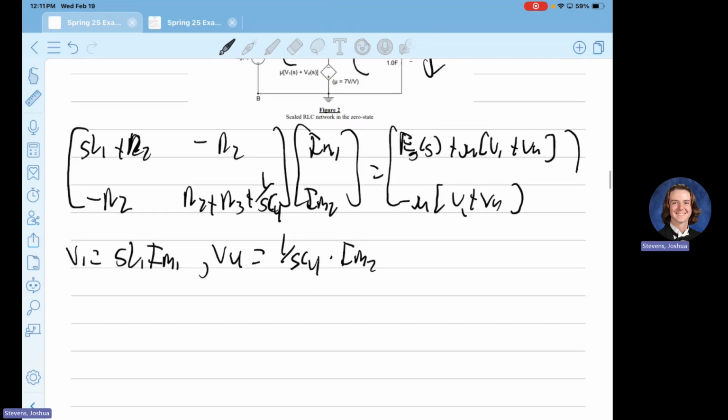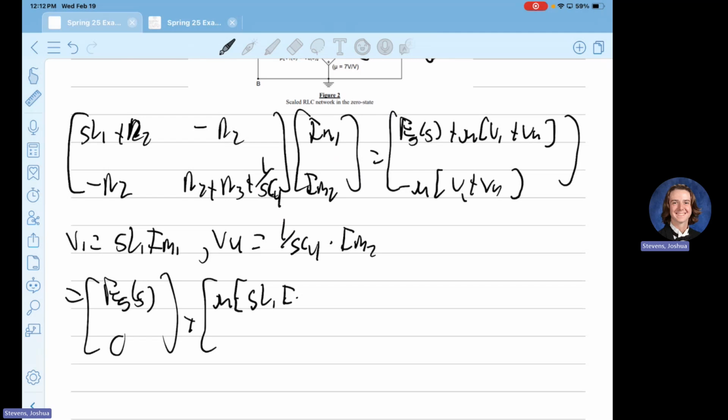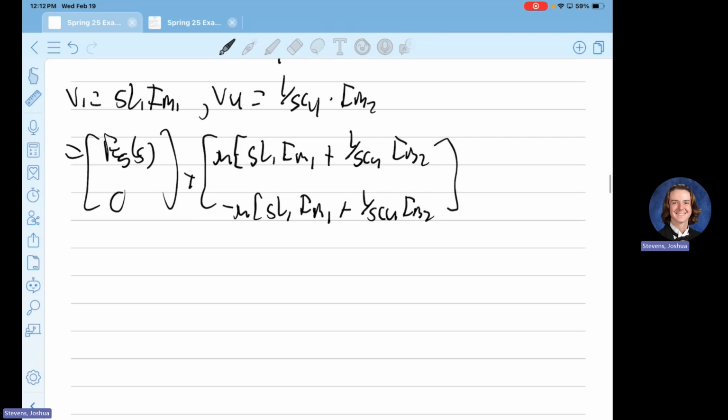All right, so same old, same old. EG of S plus mu times SL1 IM1 plus 1 over SC4 IM2. This just becomes negative mu SL1 IM1 plus 1 over SC4 IM2. All right, now we move this into the matrix. Mu SL1, mu over SC4, and this is literally the negative of it.